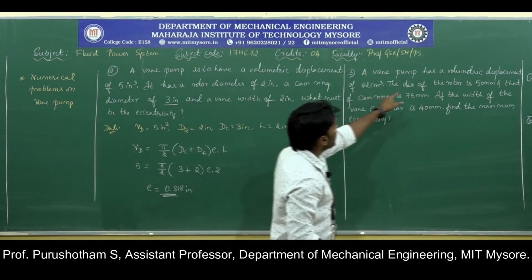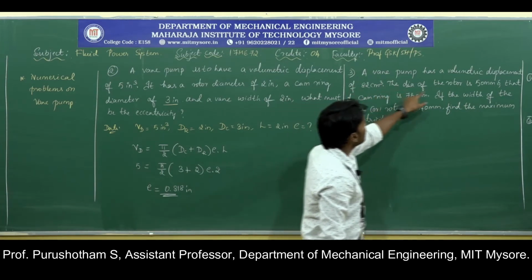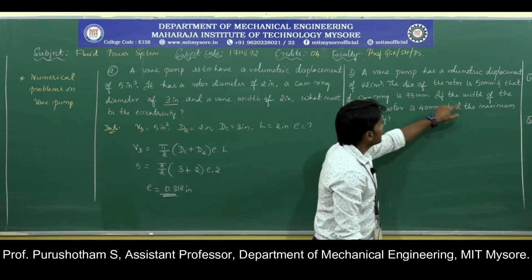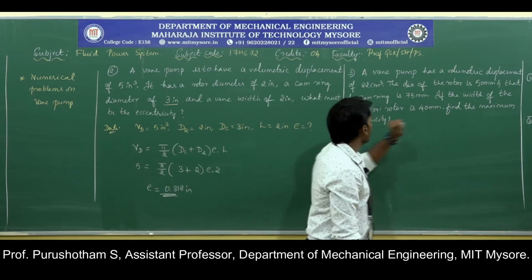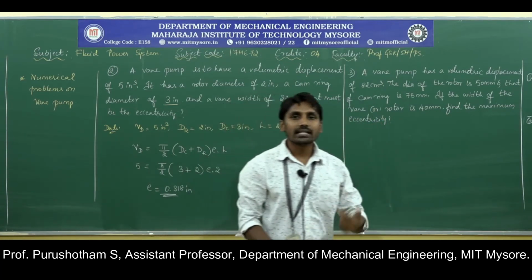A vane pump has a volumetric displacement of 82 centimeter cube. The diameter of the rotor is 50 mm and that of the cam ring is 75 mm. The width of the vane or rotor is 40 mm. Find the maximum eccentricity. In this problem also we need to find out the eccentricity.